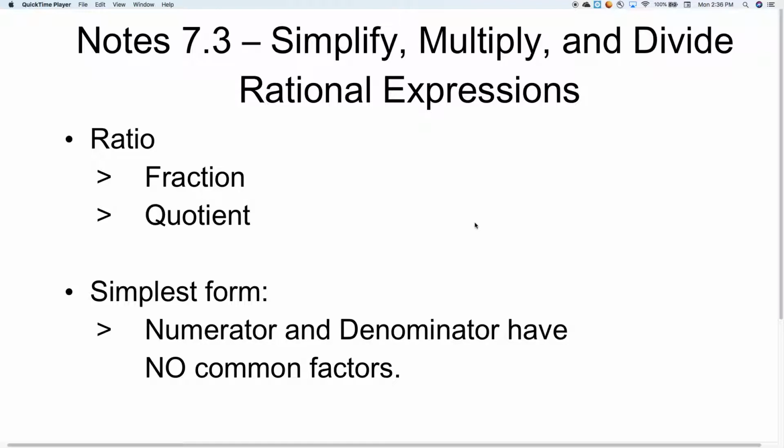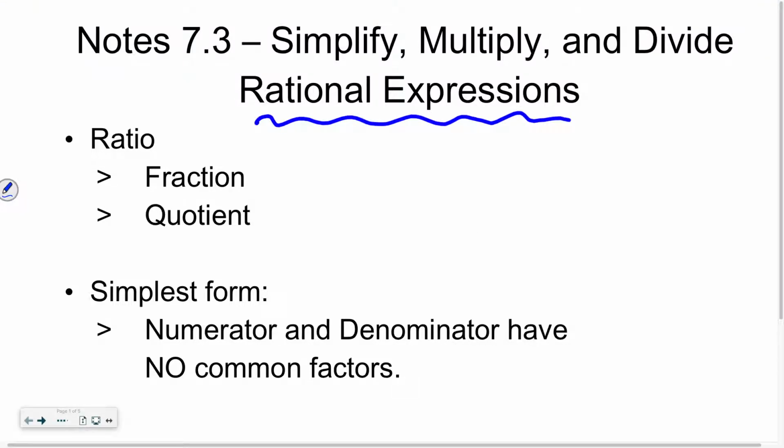This whole chapter, chapter 7 itself, is called rational functions. So we're learning about rational functions. And these next two sections are going to talk about doing operations with rational expressions. So that means things that look like rational functions. And what is a rational function? Well, we've already talked about this in section 7.2.